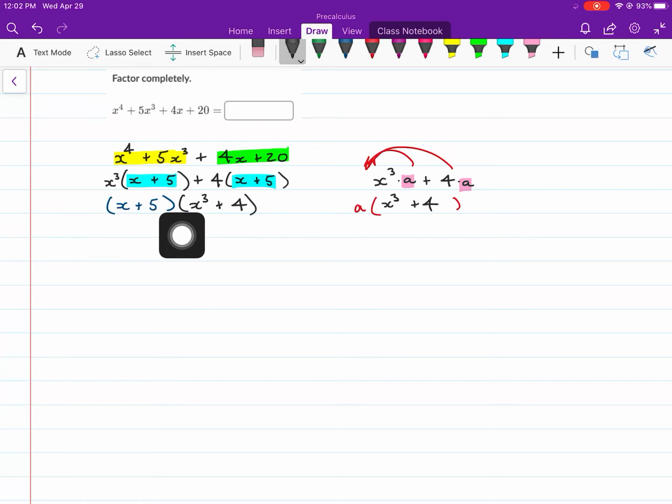Now that you're here, you should check each factor. Sometimes you can factor them again. Like if this was an x squared minus 4, it would be different. Then you could factor that again. But you can't factor this out. Neither can you factor this. So the problem is done at this point.